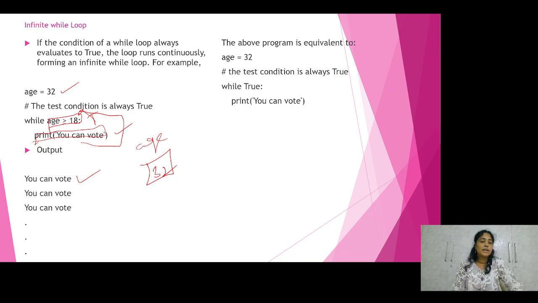So what happens here again? Is 32 greater than 18? Yes. Again it prints out, and again it will verify. Now is 32 greater than 18? Yes, it is. Again it goes here. So repeatedly it goes here.